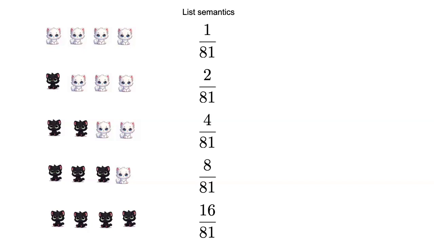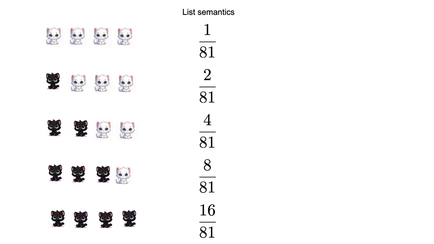So you get 2/81. Then the third document, that's 2/3 times 2/3 times 1/3 times 1/3. So that's 4/81. The next one is 2/3 times 2/3 times 2/3, so 2/3 to the power of 3 times 1/3 to the power of 1. That's 8/81. And the last one is 2/3, 2/3, 2/3, 2/3. So 2/3 to the power of 4 gets you 16/81.